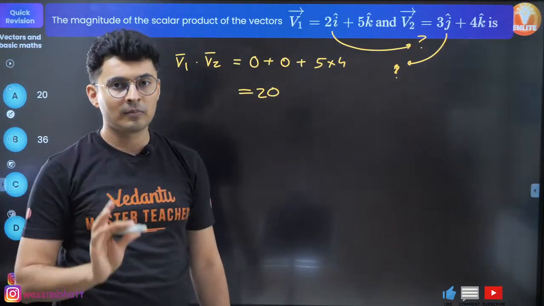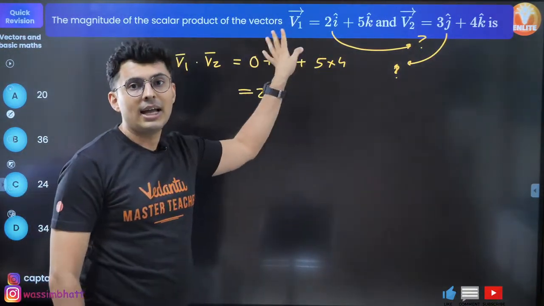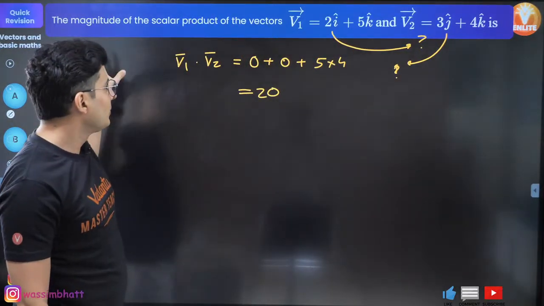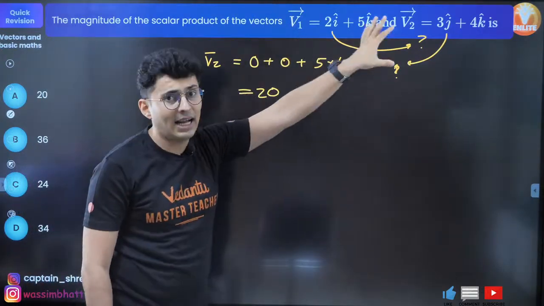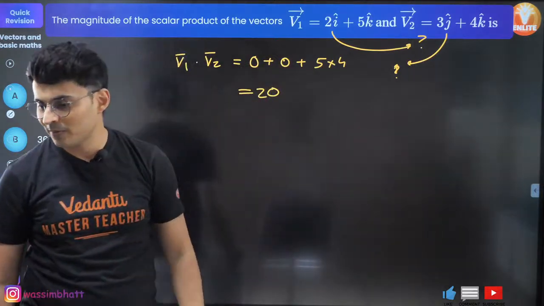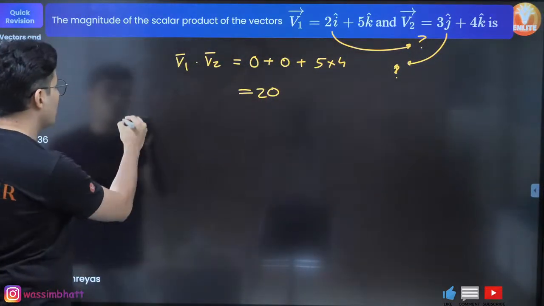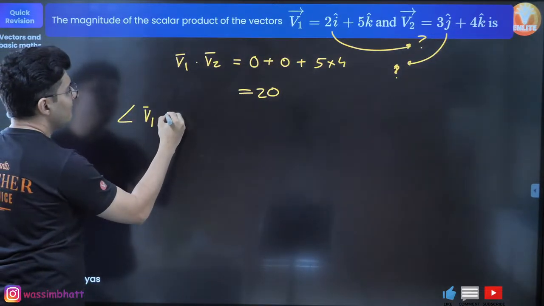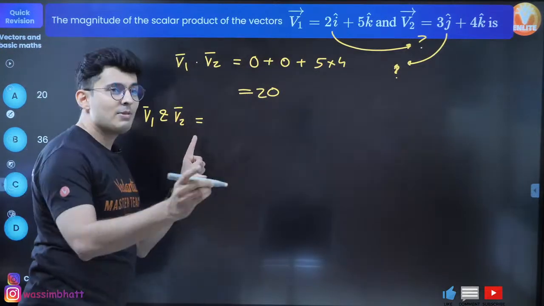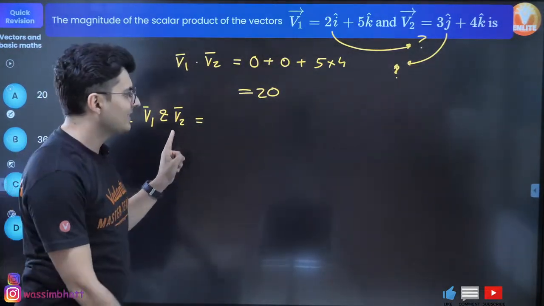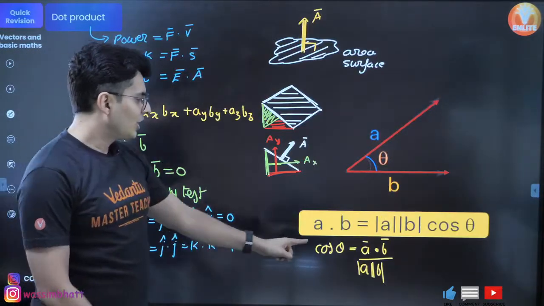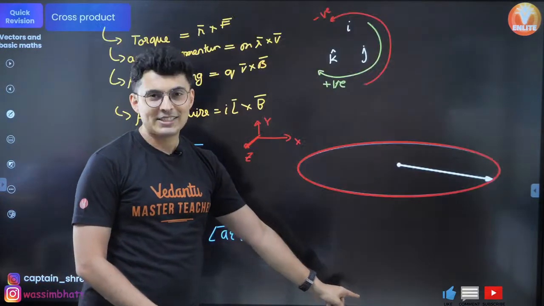That's it. Done. So whenever you have ijk components and you have to take the scalar product, all you need to do is i component with i, j with j, k with k. If one of them is missing, good, it just becomes 0. Got it? And if somebody asks you, what is the angle between V1 and V2? Then what will you do? Remember the formula? I just gave it to you some time back. Cos theta is A dot B upon AB.